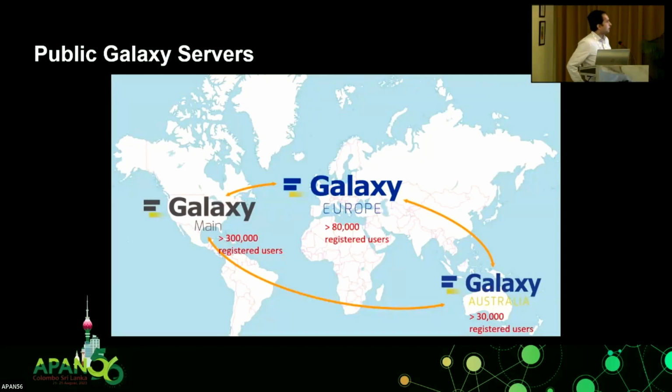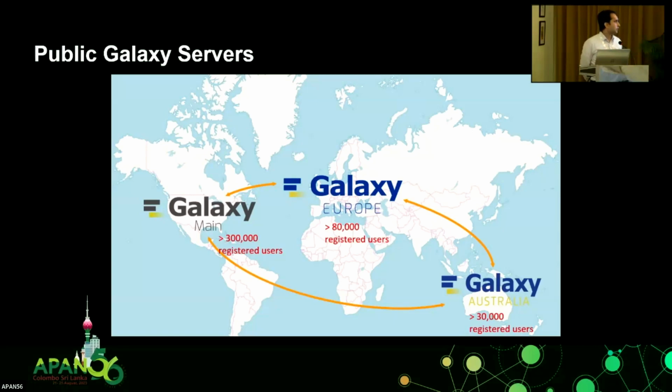So Galaxy can be deployed locally on your local machine, or institutionally, and so on. But there are three main sites that are open and available to the public. The main site is in the US with over 300,000 registered users. Europe has about 80,000 users, and Galaxy Australia is growing very fast with about 30,000 users.